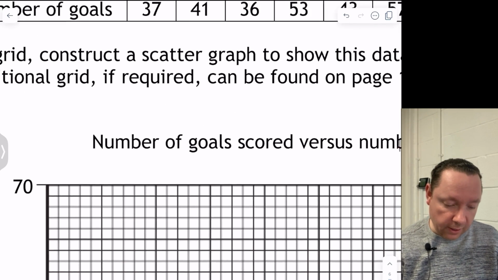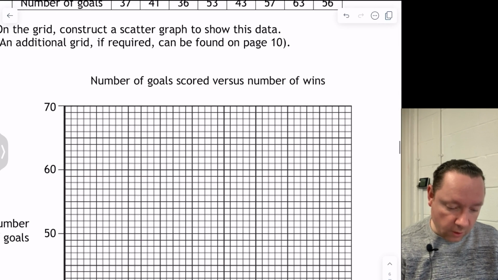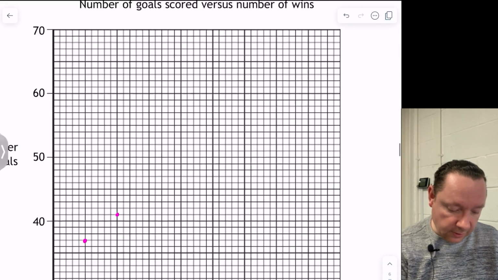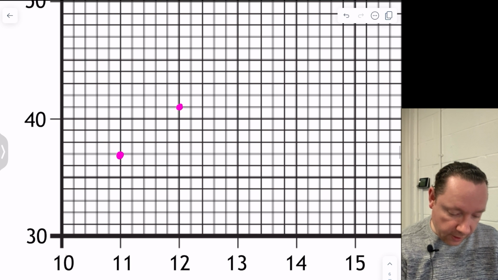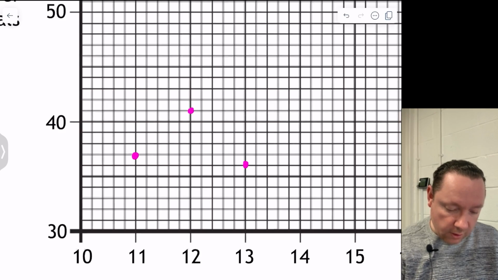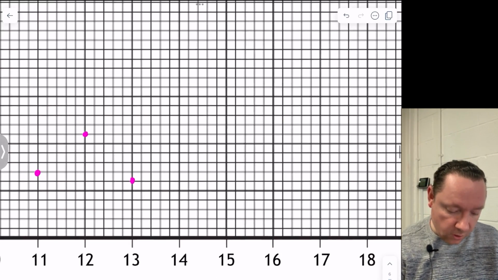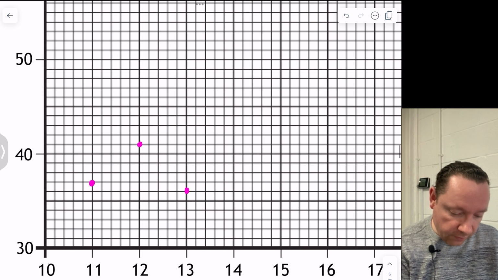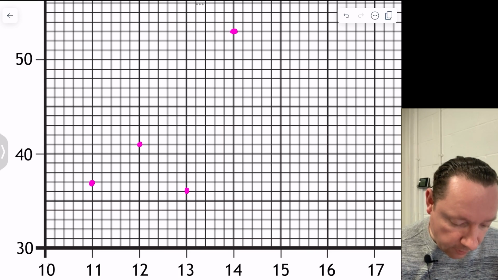The next one is 12 and 41. So 12 and 41 is there. The next one is 13 and 36. So we've got 13 here, and 35, 36 is going to be there. And then the next one we've got is 14, 53. So 14 up to 51, 2, 3. And make sure you count it right and double check. I think that's good.